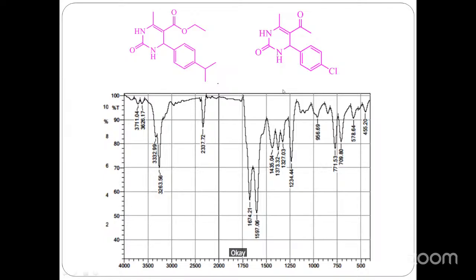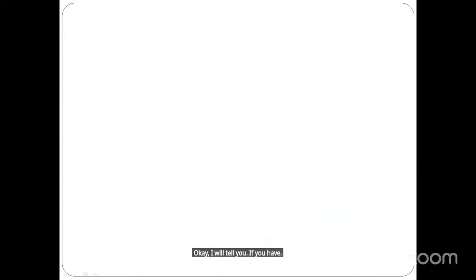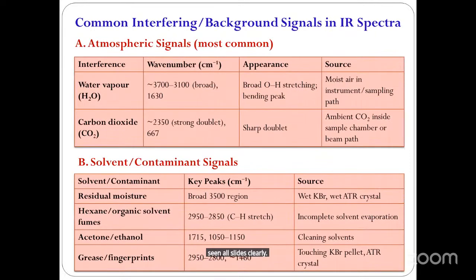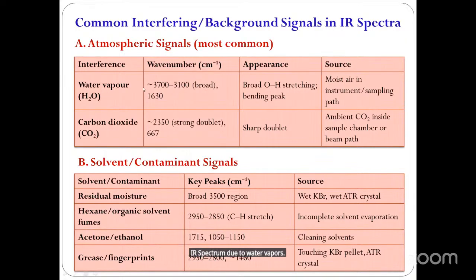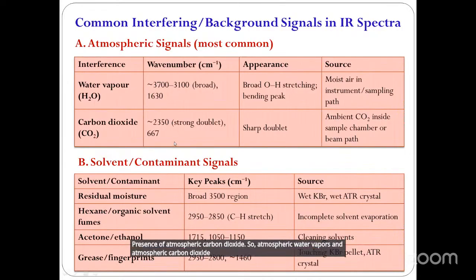Okay, I will tell you. If you have seen all the slides clearly, I told you about the common interferences and background signals in the IR spectrum due to water vapors, where the signals appear close to 3700. And there is another interference in the IR spectrum due to the presence of atmospheric carbon dioxide. So atmospheric water vapors and atmospheric carbon dioxide interfere in the IR spectrum.